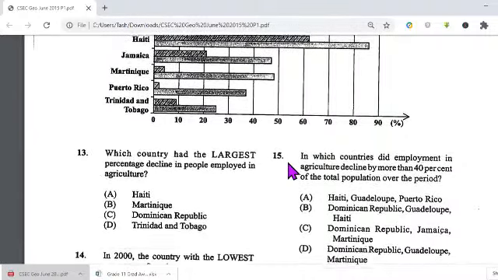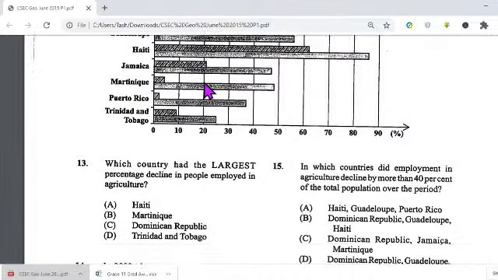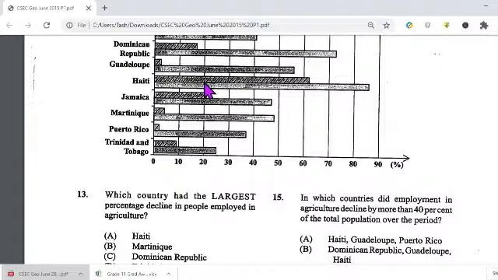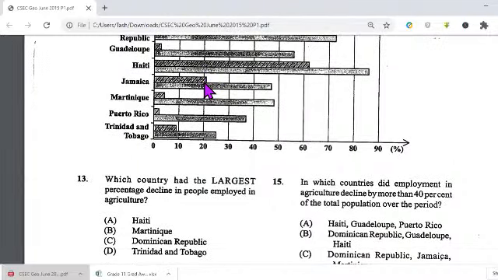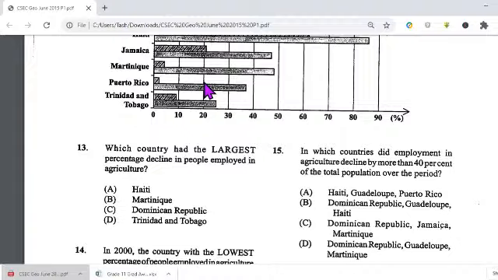Dominican Republic, Jamaica, and Martinique. So Jamaica, a little below 50, yeah. Martinique and Dominican Republic. Seems like C is our answer. Let us just look at D, Dominican Republic, Guadeloupe, and Martinique. So decline by more than 40%. Our answer is actually letter D.